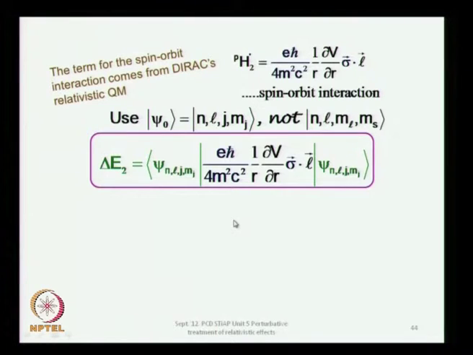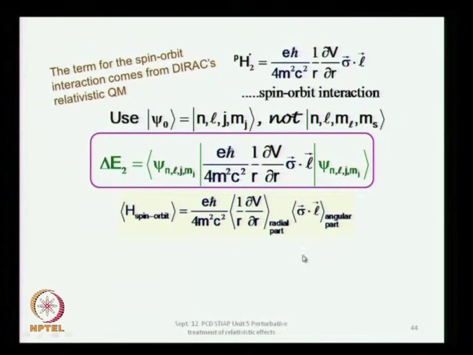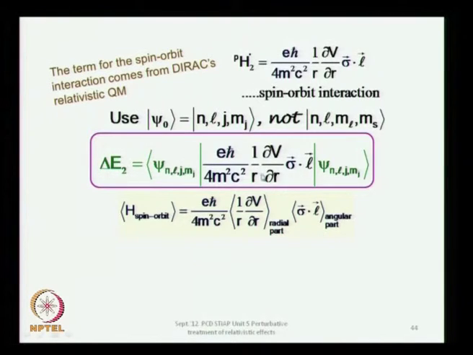in this unperturbed state is what we want to determine, and now it is just an issue of determining these integrals, because this expectation value is an integral, there is a radial part and there is an angular part. So, you can separate out the angular part integral and the radial integral, because these are independent degrees of freedom, and the corresponding integration can be carried out separately. So, here you have got the constant h cross over 4 m square c square, and then you need the radial integral of 1 over r dV by dr, and then the angular integral of this sigma dot L term.